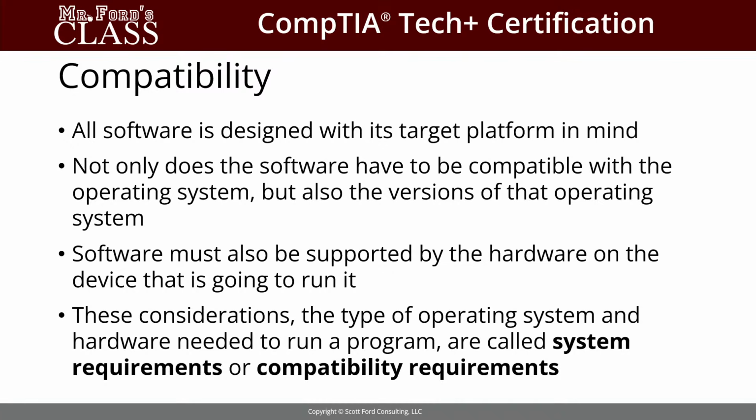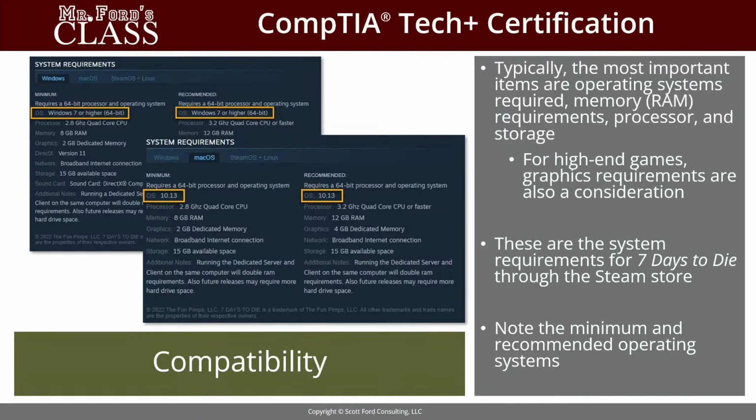It also has to be compatible with the hardware on the computer that's going to run it. These considerations, the type of operating systems or hardware needed to run a program, collectively are called either system requirements or compatibility requirements. And here is an example of a game. I believe this is 7 Days to Die, which had been in alpha for over 10 years. I believe it's still in alpha, although they said it's still an early release, even though they said it's not.